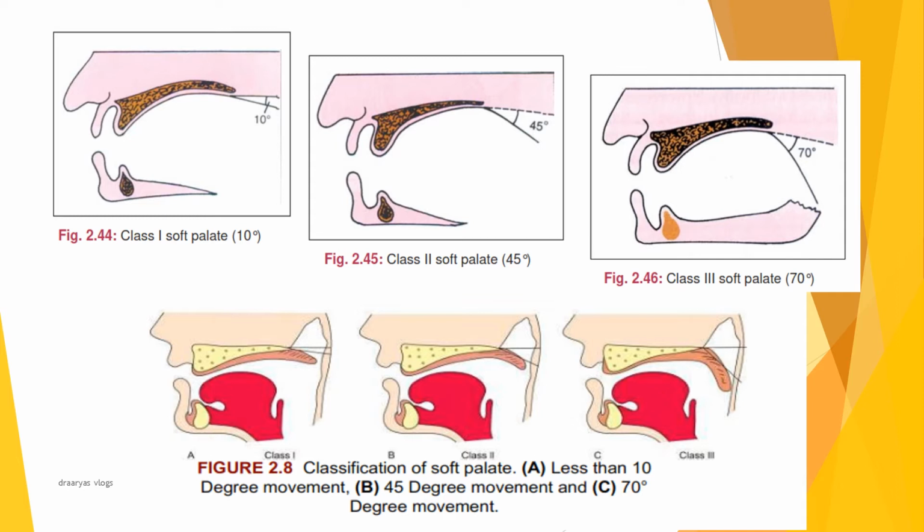In class 1, it is almost horizontal with little movement making angle of less than 10 degree with hard palate. It is the most favorable and it allows best tissue coverage, that is more than 5 mm, and development of a wide posterior palatal seal. In class 2, soft palate makes a 45-degree angle to the hard palate, and class 3, here it makes a 70-degree angle with the hard palate. It is least favorable and it allows least tissue coverage, less than 3 mm.